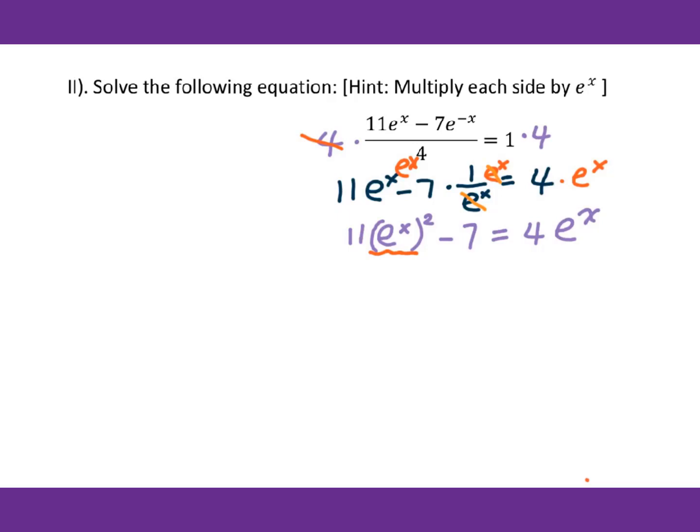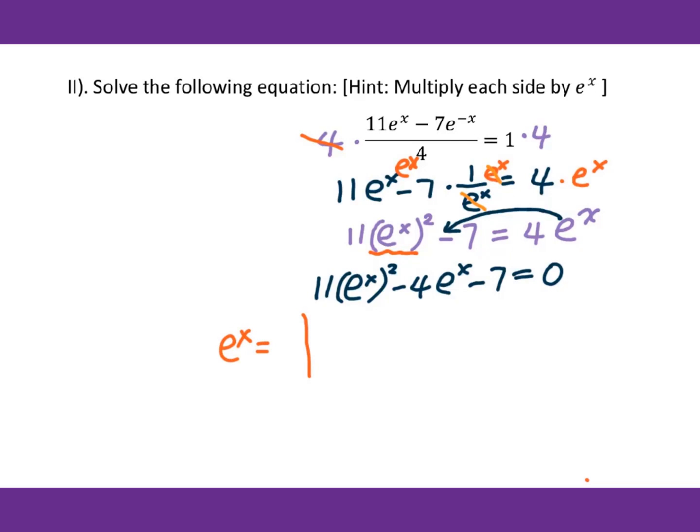For quadratic pattern, the keyword is equal to 0, so we move 4 times e to the x power to the left side. I will get equal 0. You get 11 e to the x power squared minus 4 e to the x power, then minus 7 equal to 0. Assume e to the x power equals a. Therefore, we get 11a squared minus 4a minus 7 equal to 0.